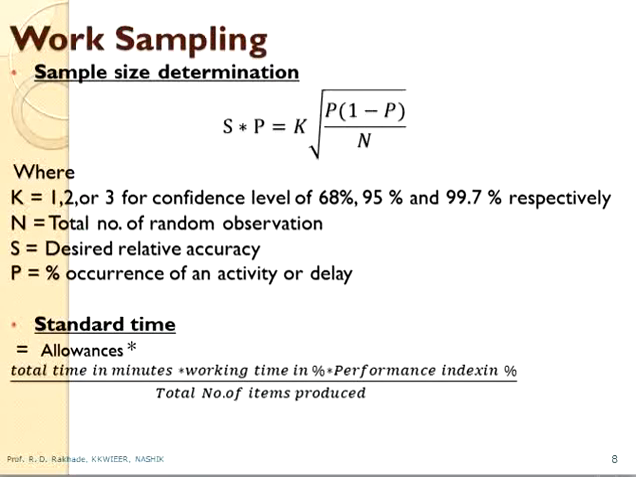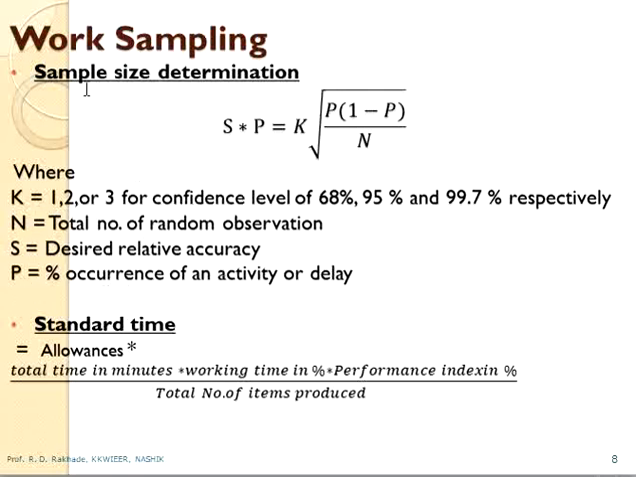Next, that is work sample. In this topic also, our main objective is to calculate standard time of a qualified worker. So the basic formula for standard time is allowances into total time in minutes into work time in percentage into performance index in percentage. Same thing just like time study, upon total number of items produced.